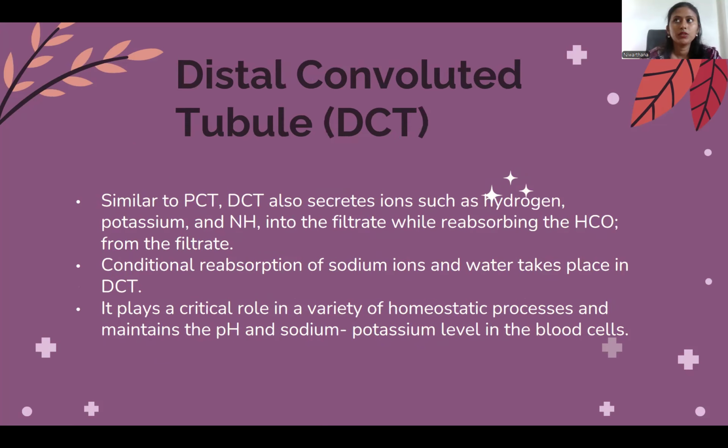So the distal convoluted tubule. Similar to the proximal convoluted tubule, the distal convoluted tubule also secretes ions such as hydrogen, potassium, and ammonia into the filtrate, while reabsorbing bicarbonate from the filtrate. And conditional reabsorption of sodium ions and water takes place in the distal convoluted tubule. And the distal convoluted tubule also plays a critical role in a variety of homeostasis processes, and it maintains pH and sodium potassium levels in the blood.